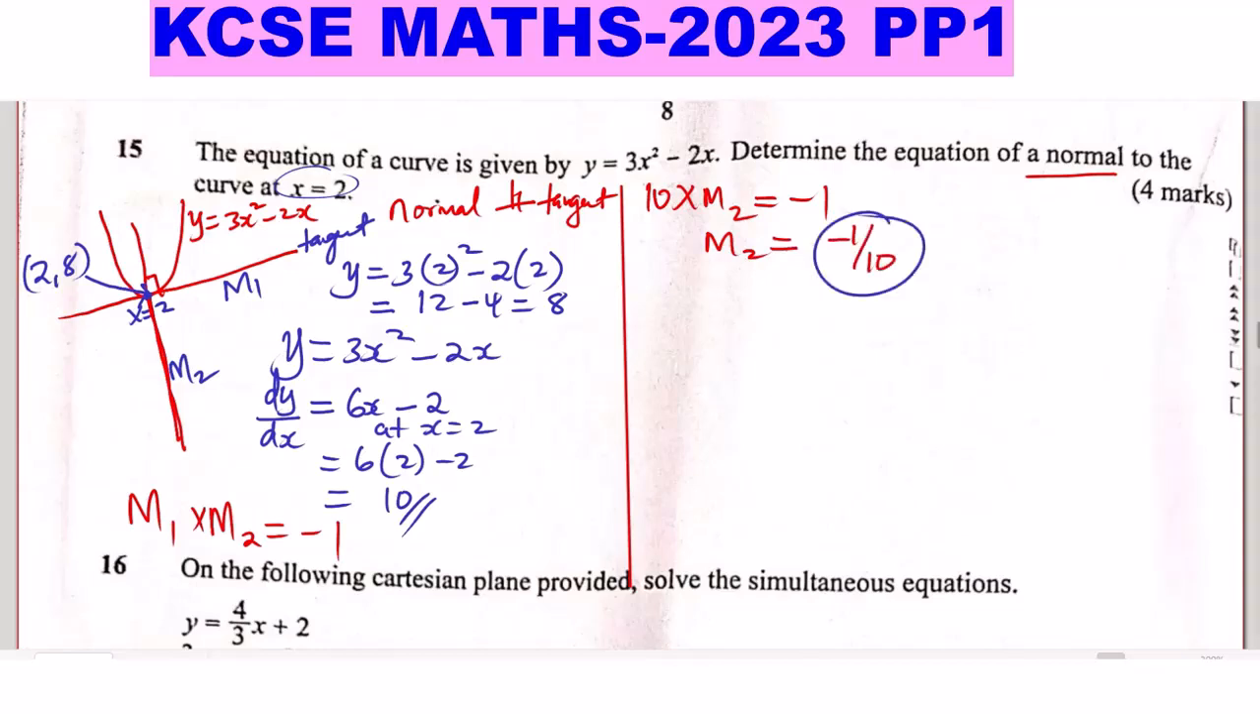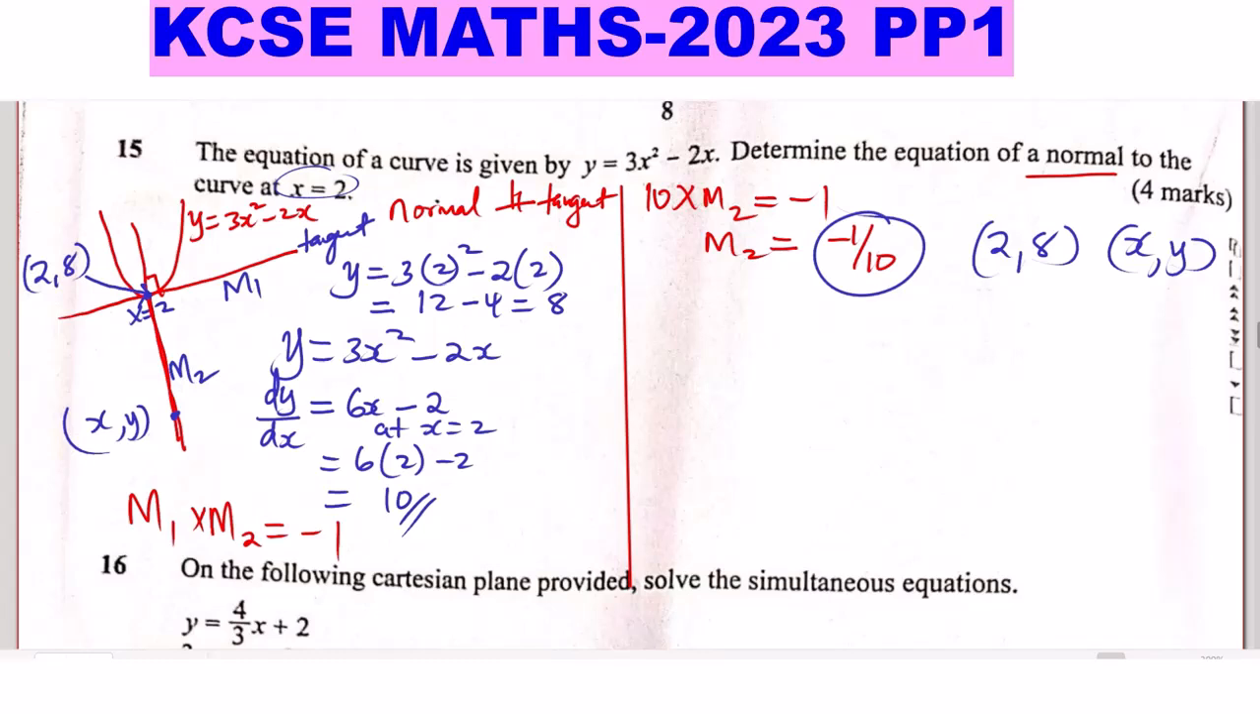Now having these, we'll be able to get the equation of the normal, because on the normal we have a point. It's a common point shared by the tangent and the normal. The point is (2, 8). And we have the gradient. So what we do, we just introduce another general point on that normal. Call that point (x, y). Then I'll use these two points, (2, 8) and (x, y), to get the equation.